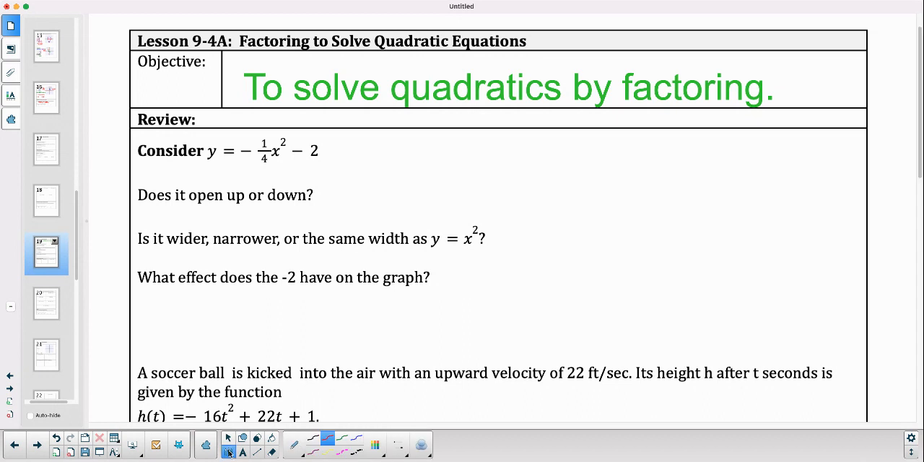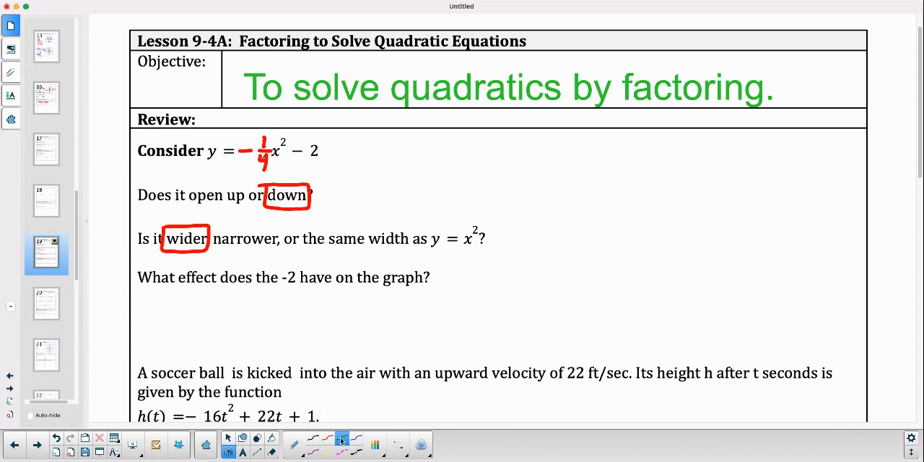The first thing they're looking to review is the opening up and down with the graphs, and then answering some questions about A and C. For this one, A is -1/4. That number controls two things. It controls if it opens up or down. When it's negative, it opens down, and it controls if it's wider, narrower, or the same width as x squared. Anytime it was a fraction between 0 and 1, our answer was wider.